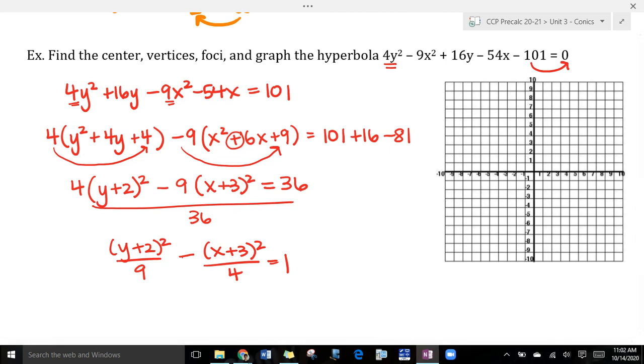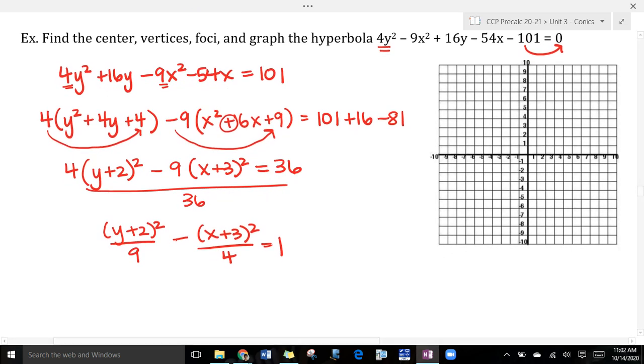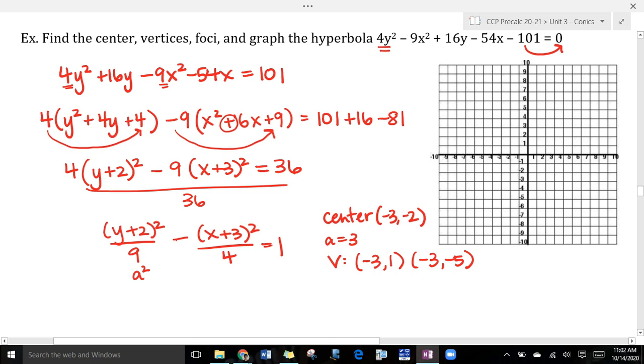So let's go ahead and find all these pieces to it. So starting with our center. Center on the top looks like it's a -3 for x and a -2 for y. Remember in hyperbola, a squared is first. So if a squared equals 9, then a equals 3. And my vertices are going to be following the y direction because y came first. So from the center, if we move 3 up, we would get -3, 1. 3 down from the center would be -3, -5.